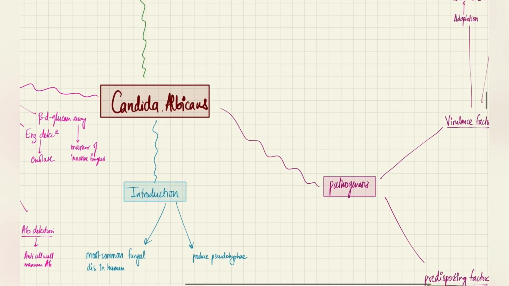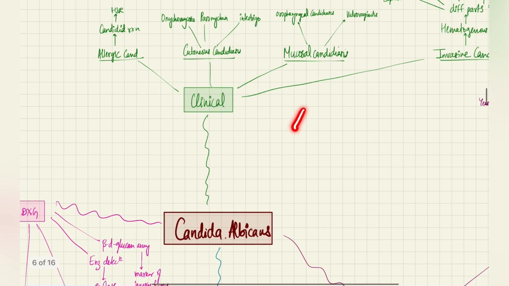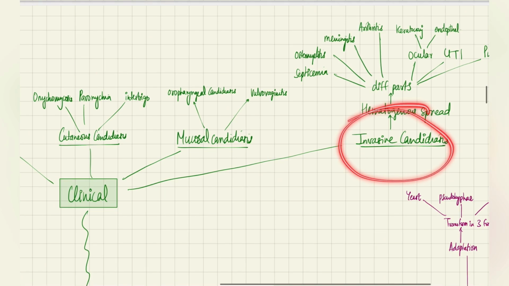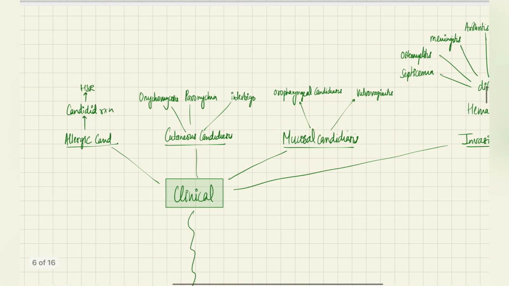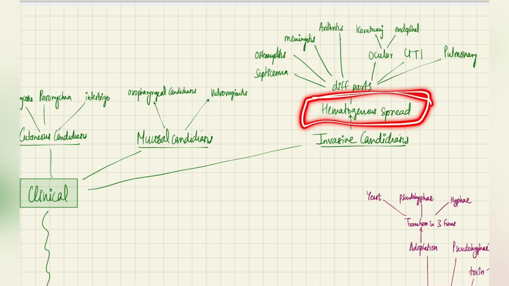Okay, let's go to the next aspect, which is the clinical features and manifestations. We have four major manifestations. Firstly, invasive candidiasis, then mucosal candidiasis, then cutaneous candidiasis, and finally allergic candidiasis. Let's start with invasive candidiasis, which basically expresses as hematogenous spread. When Candida spreads through the hematogenous route, invasive candidiasis occurs.